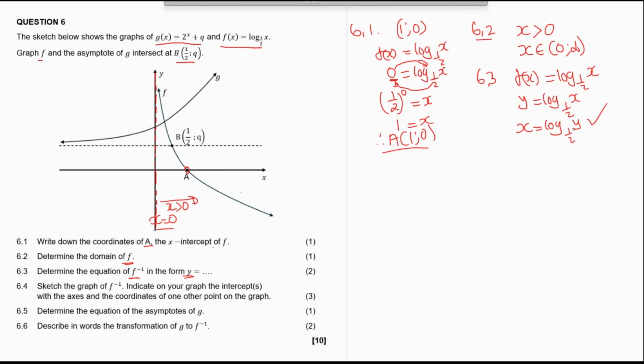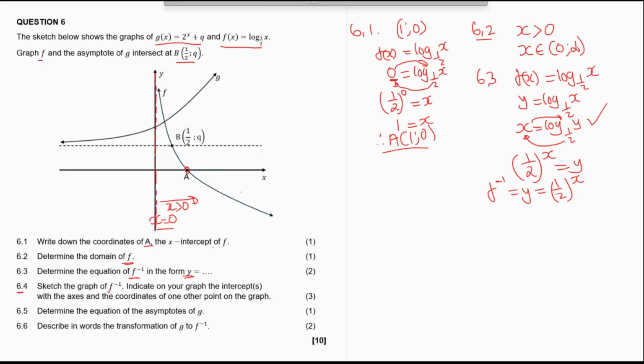Now you make y the subject. Change from logarithmic form to exponential form. This is the base, and this is the exponent, and then we'll give you that y there. So it's going to be half to the power x is equal to y. Meaning that the inverse of f will be y is equal to half to the power x.